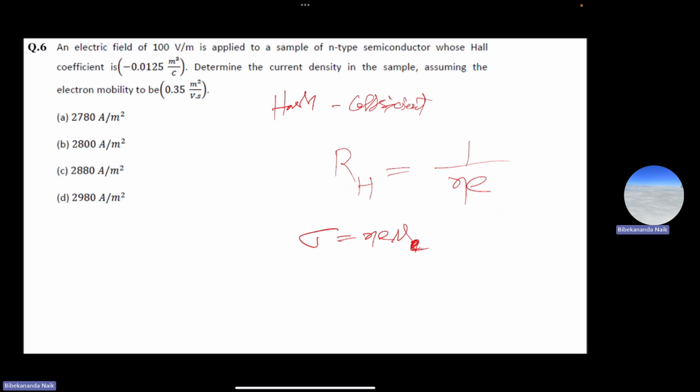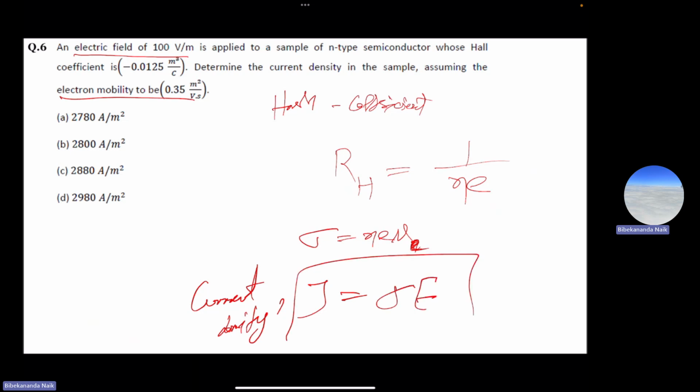So the value of mu n is also given, the electron mobility. Then from sigma we know the value of electric field, that is also given in the question. So we will calculate the current density J as sigma E. So first from R_H we will calculate N. From N we will calculate sigma. From sigma we will calculate J, that is the current density. So I request you to please solve on your own, and then I will discuss what will be the correct answer.